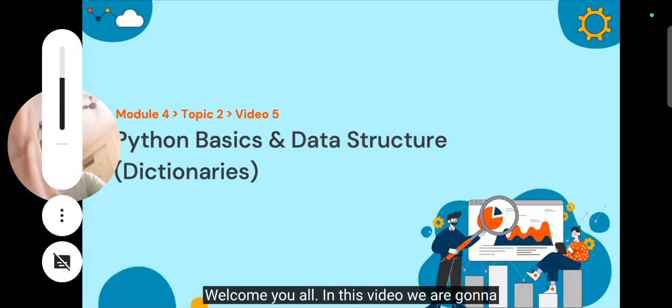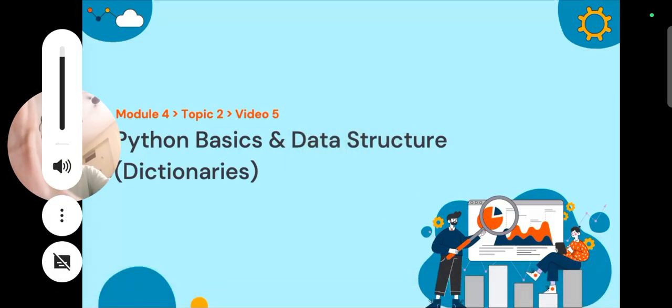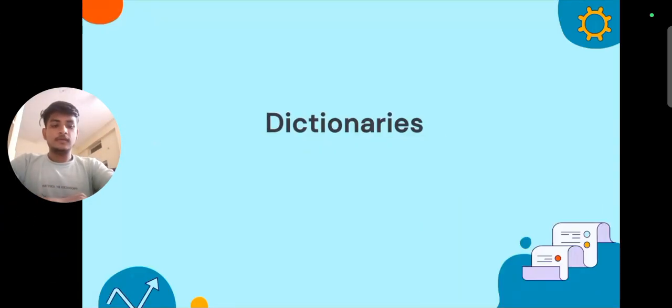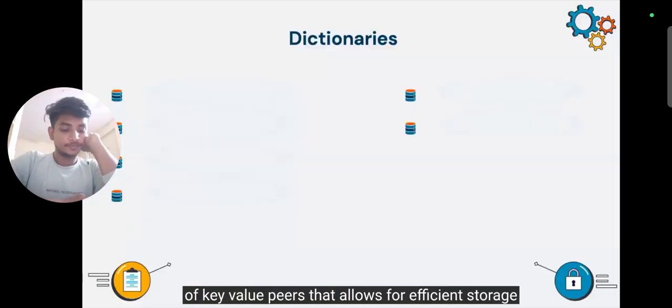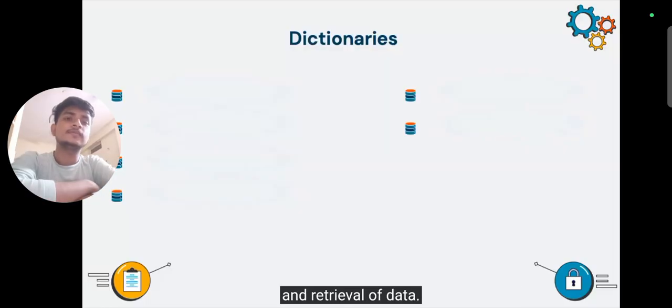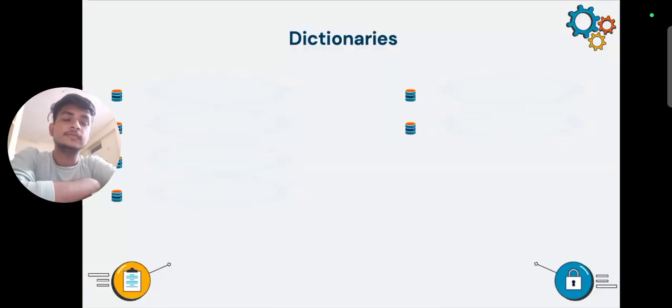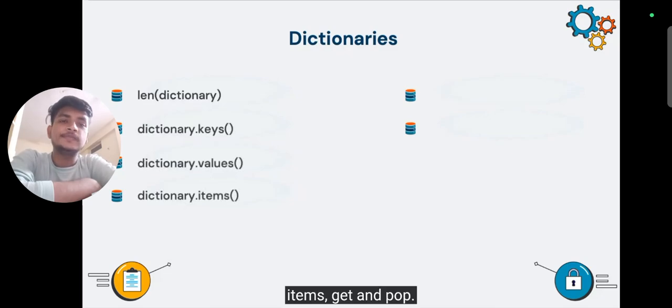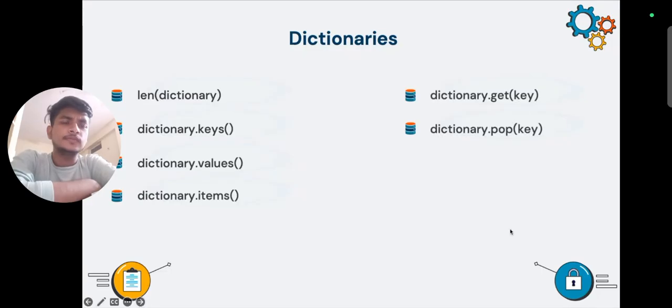In this video, we are going to learn about dictionaries. We have seen how to use tuples and sets in the previous video. Now let's learn dictionaries. Dictionaries in Python are a collection of key value pairs that allows for efficient storage and retrieval of data. The first one is len, then keys, values, items, get and pop. Let's see how it is used.